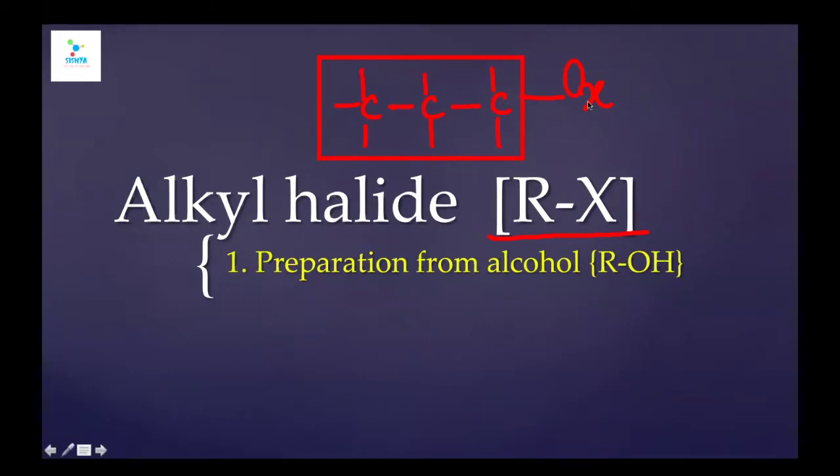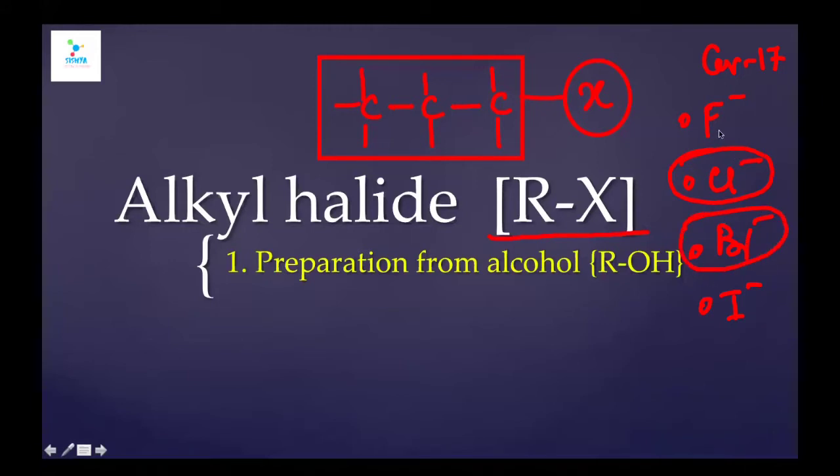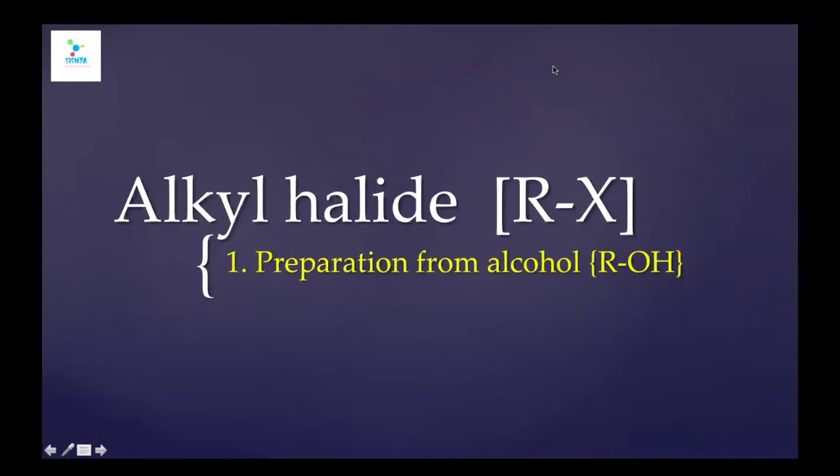Whatever the halide is, it will always be from group 17. Group 17 means fluoride, chloride, bromide, and iodide. These are the elements of group 17. Commonly, X will be either Cl or Br. The remaining two are very rarely found, and hence we will try to prepare only chloride and bromide alkyl halides.